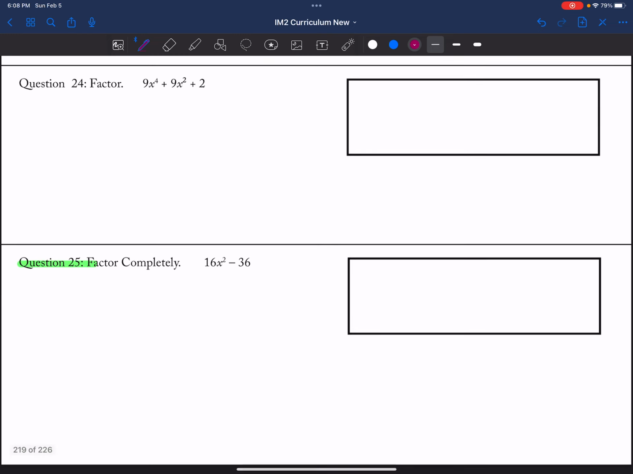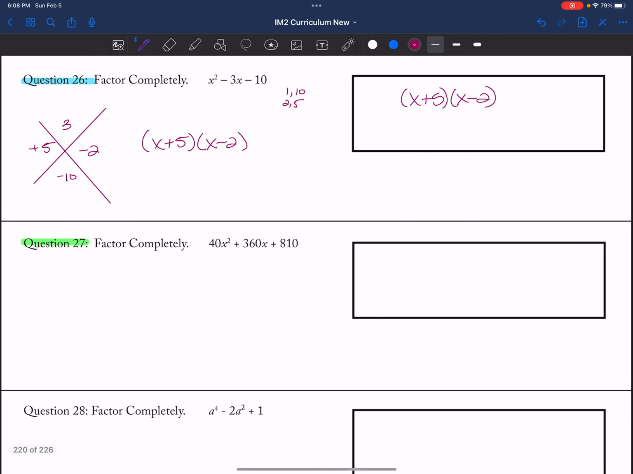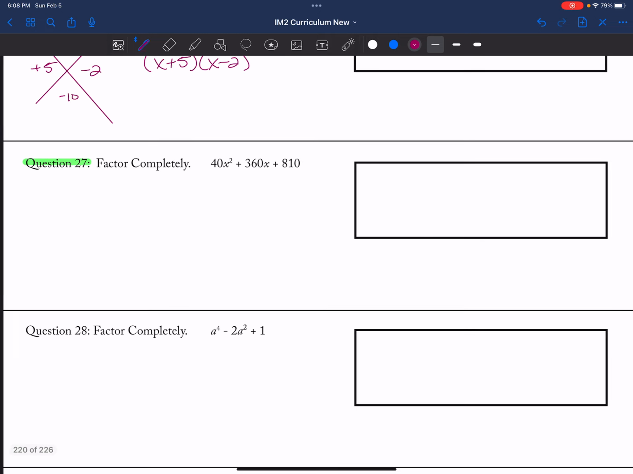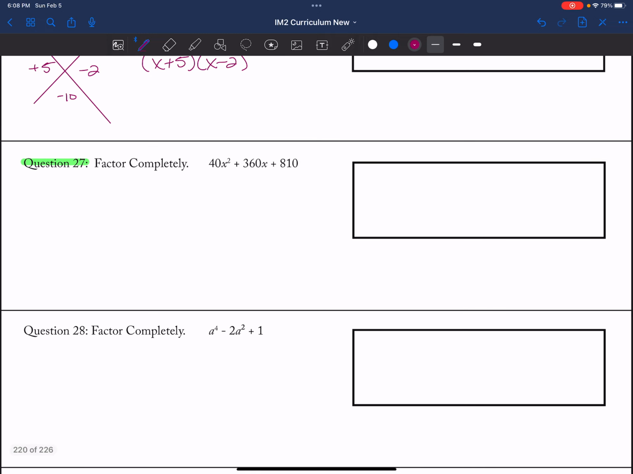25 is, they are both, I could pull a 4 out, so then 4x squared minus 9. So 4 times (2x minus 3)(2x plus 3). Okay, 27. Everybody's divisible by 10. So then that would give me 4x squared plus 36x plus 81.